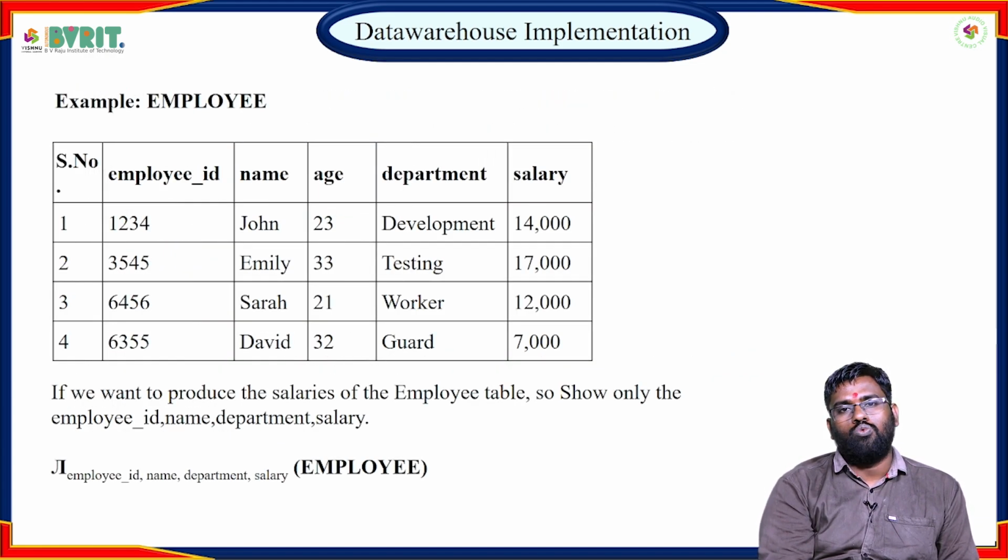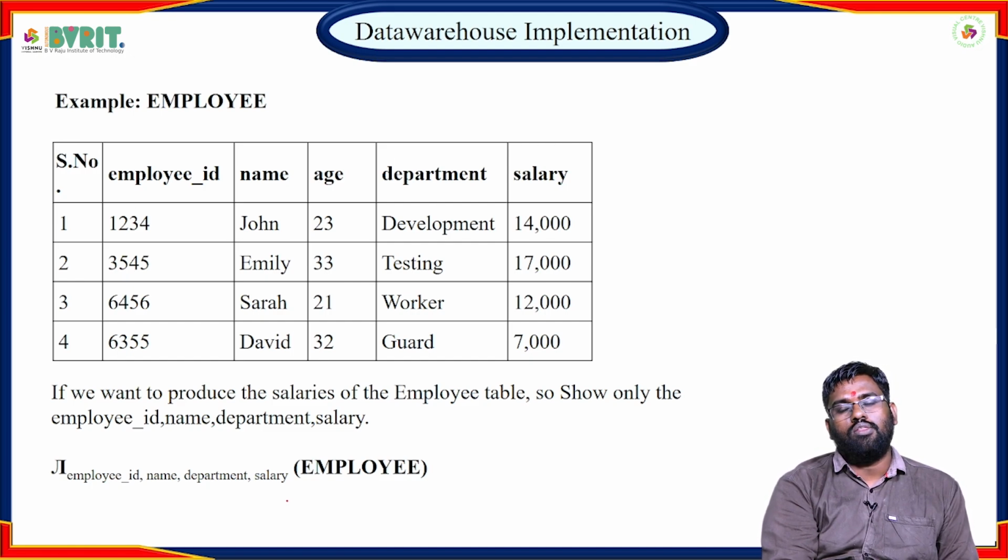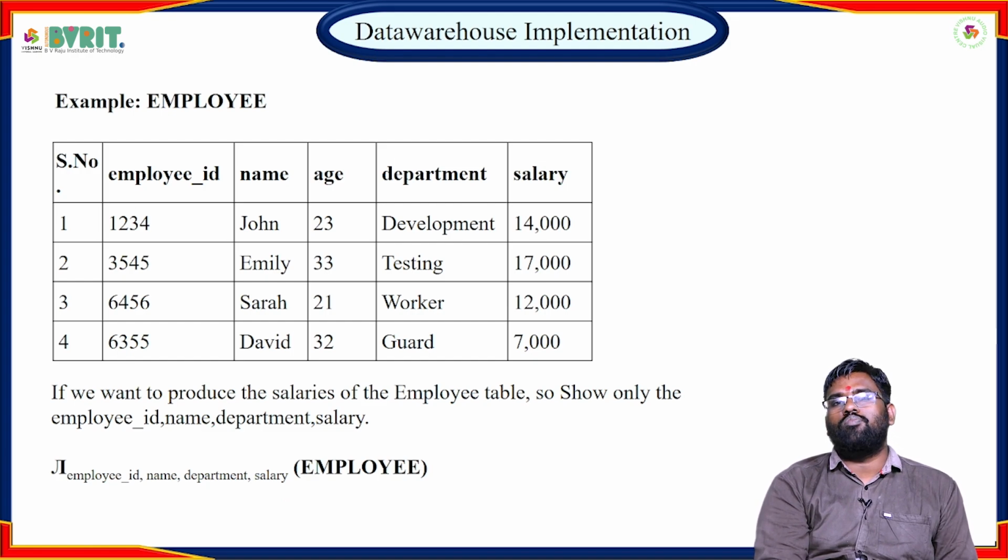I want to retrieve only a few columns from the set: employee ID, name, department and salary. Actually we have 5 columns here, but I want to retrieve only 4. I don't want to retrieve the age value from the given data set. So for that purpose we are using projection.